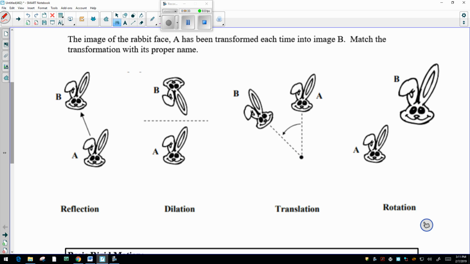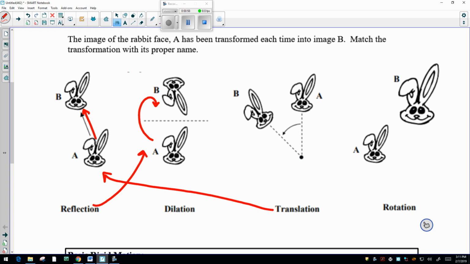So for this first one, I can see I'm starting at A and I'm sliding up to B. That slide, that's that translation. So I can say this first one is a translation. The second picture, starting at A, going over this line to B, and I can see it looks upside down, that's going to be a reflection.